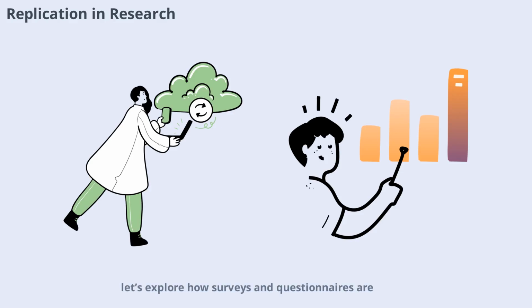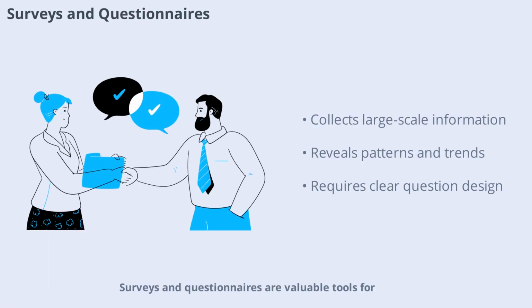Now, let's explore how surveys and questionnaires are used to collect data in biological research. Surveys and questionnaires are valuable tools for collecting data from large groups of people. In biological research, they are often used to gather information about human behavior, health, or environmental practices. Well-designed surveys can provide insights into patterns and trends that would be difficult to observe directly. Researchers must carefully craft questions to avoid bias and ensure clarity. The data collected can be analyzed statistically to identify correlations and inform further research.